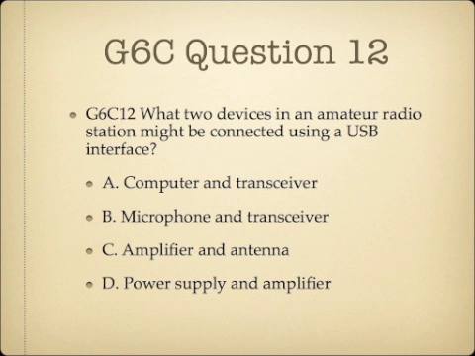And question 12. What two devices in an amateur radio station might be connected using a USB interface? A. Computer and transceiver. B. Microphone and transceiver. C. Amplifier and antenna. Or D. Power supply and amplifier.